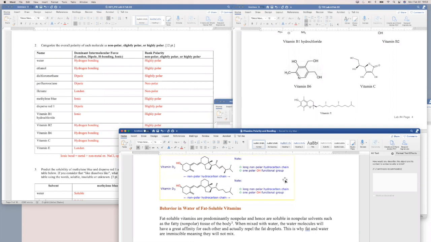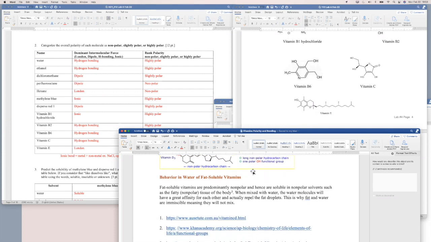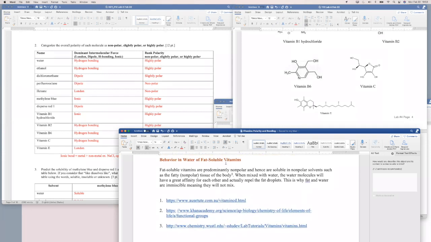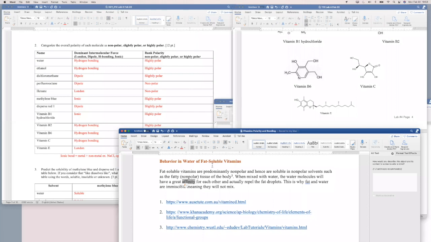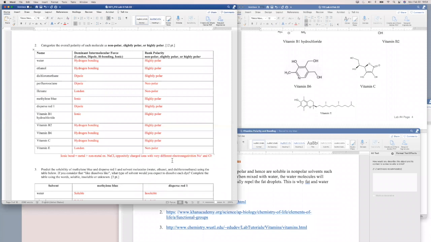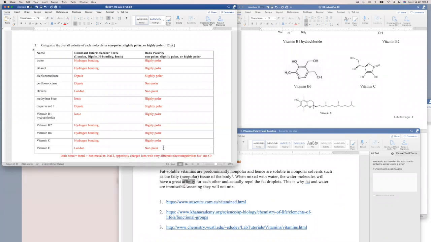And then I put in the sheet that's up on 2U just a picture of vitamin D, which is another fat soluble vitamin, and you can see how many carbons there are, and there's just that one hydroxyl functional group there. And then I also wrote about what happens in water, and so that'll help you with the lab if you choose to write about the olive oil in the water. So basically, the vitamin E is going to be non-polar because of that hydrocarbon chain, and it's going to be governed by the London forces.